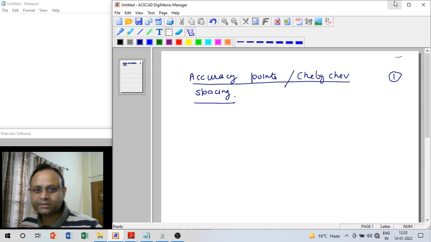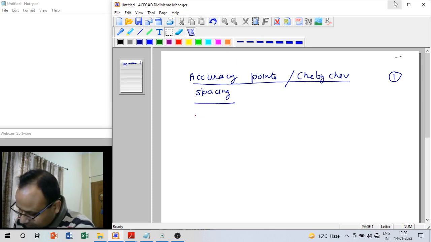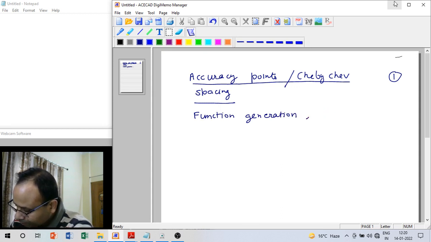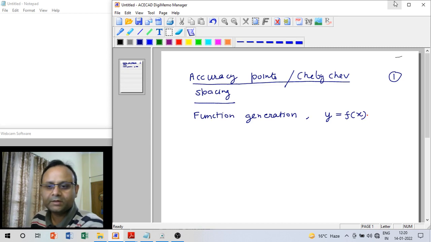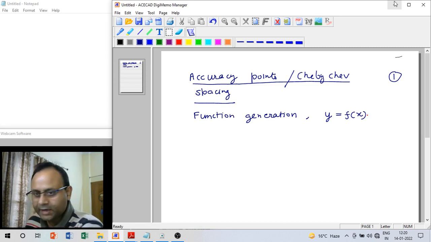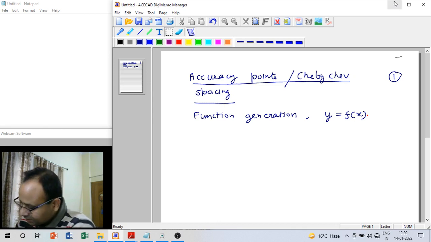Okay, so in this session we will talk about accuracy points and Chebyshev spacing. Let us say we want to do a function generation. Y is a function of x. This is the function we want to generate. So x is our input and y is output. So this is what is desired.